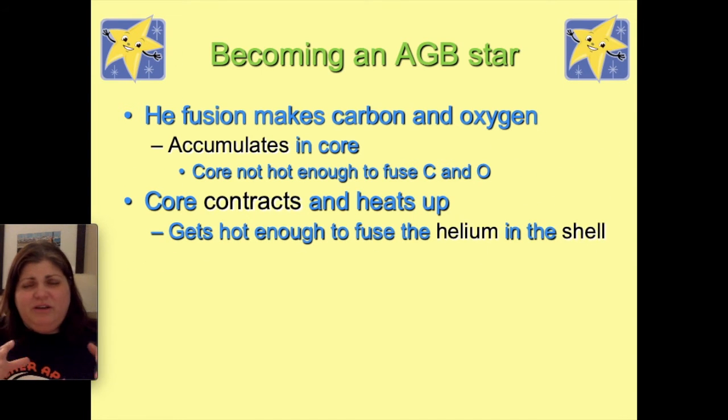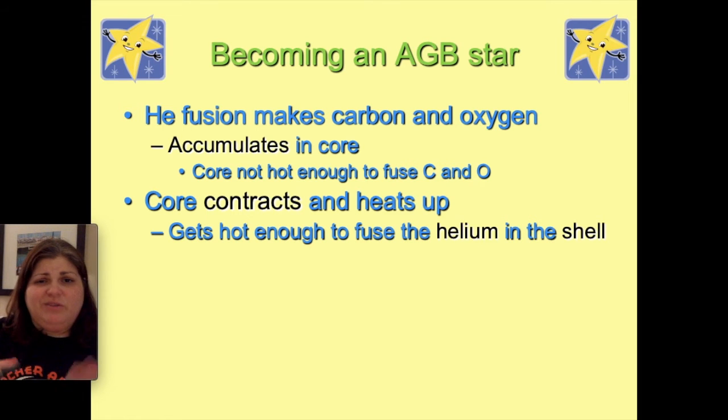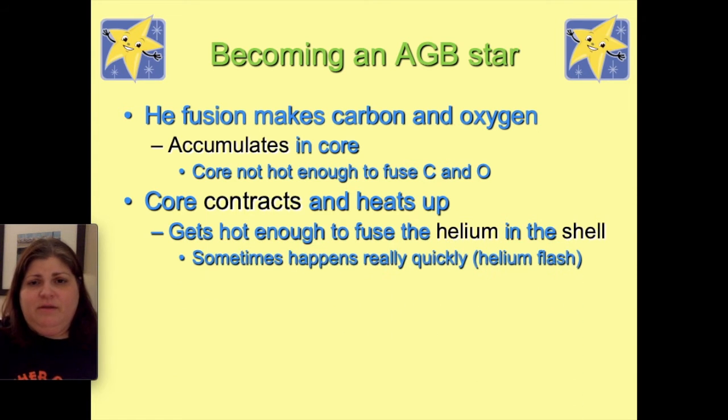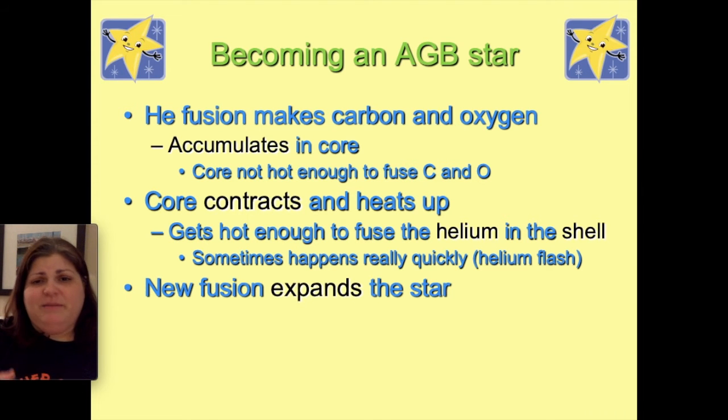With the reduction of material to fuse, the core contracts. That contraction causes the area around the core to warm. That makes the shell warm enough to fuse the helium that's there, and we get a new area of fusion. Sometimes, again, that can happen very, very quickly, sometimes called a helium flash. Other times it happens much more slowly. You don't need to worry about that. But what is important is now we have fusion happening in the shell.